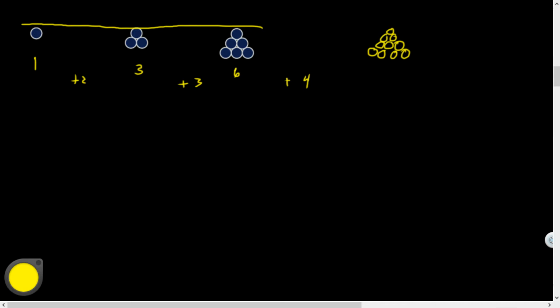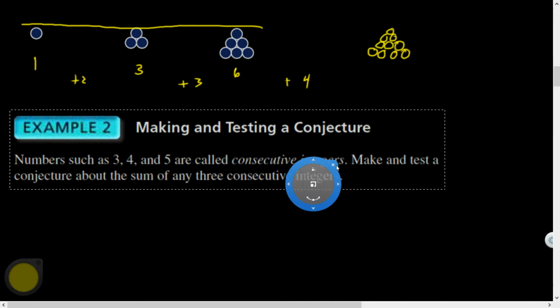Let's see. So making and testing a conjecture. Here's an example.